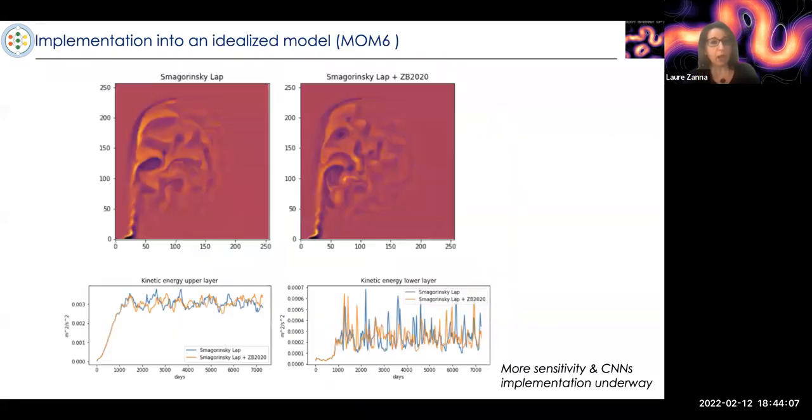cascade. So we started implementing it in MOM6, so the full GFDL simulation, in a very idealized setup, again, of a double gyre. So we're doing a lot of sensitivity to this new parameterization as we're moving forward, and hopefully you'll see some new implementation of convolutional neural network in the works as well.